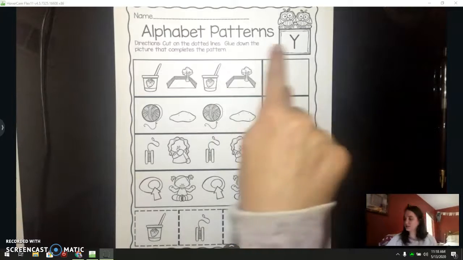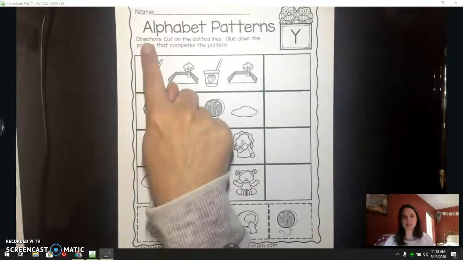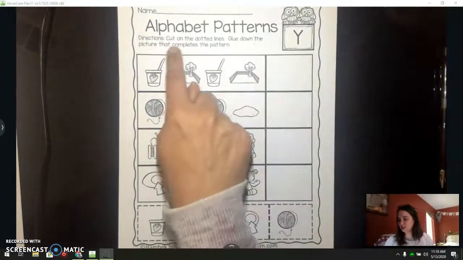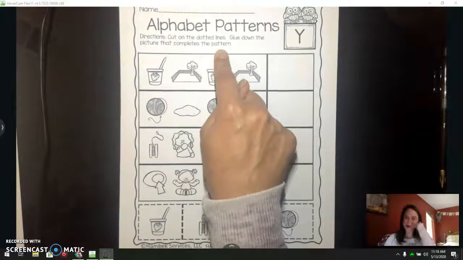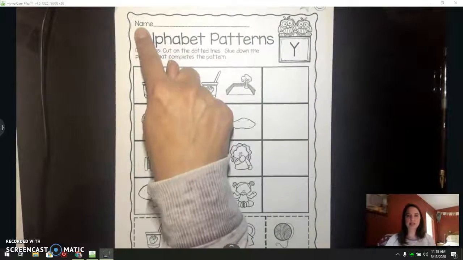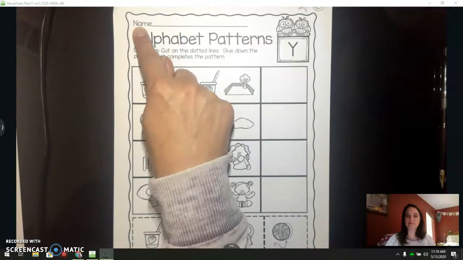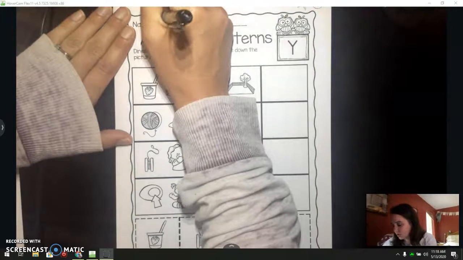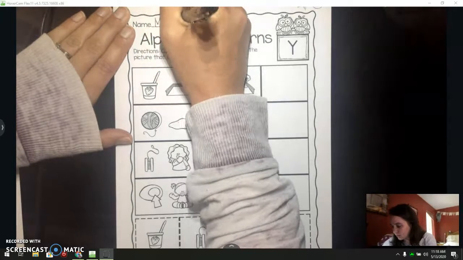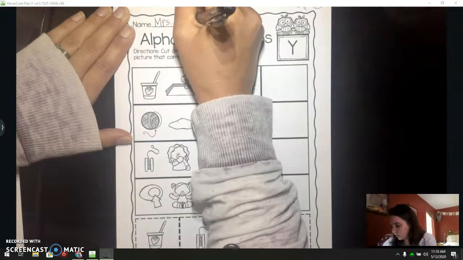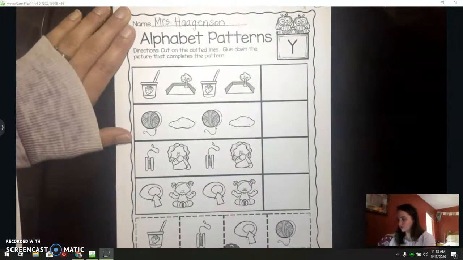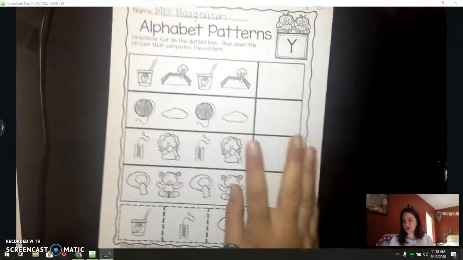Alphabet patterns, Y. The directions say, cut on the dotted lines, glue down the picture that completes the pattern. And this word up here at the top says, yep, you got it, name. So I'm going to pause the video. Oh, actually, I can do it right now. Just write your name at the top. And let's read our patterns together.